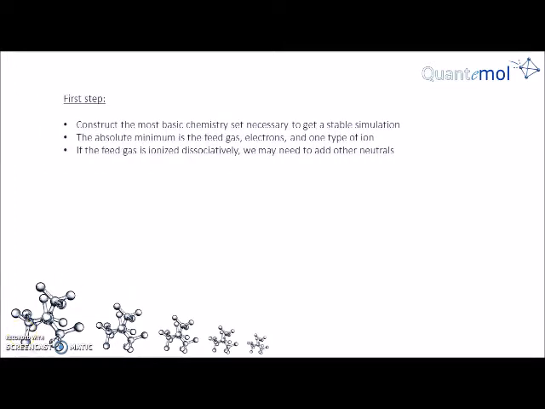So, the first step. Here we construct the most basic chemistry set necessary to get a stable simulation. The absolute minimum is the feed gas, electrons, and one type of ion. If the feed gas is ionized dissociatively, we need to add other neutrals. First example, A, oxygen: O2 as feed gas, electrons, and O2+ as ion.